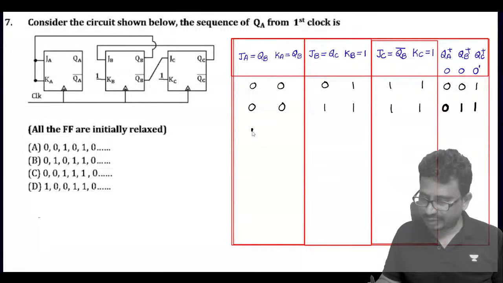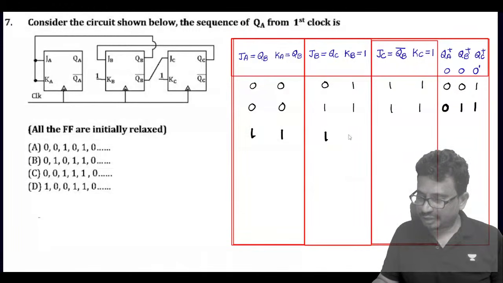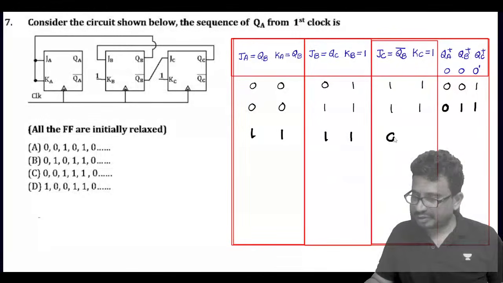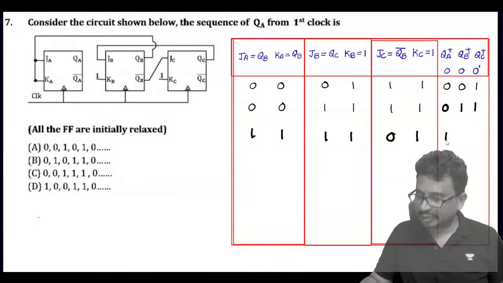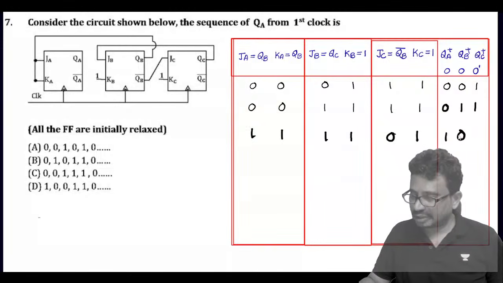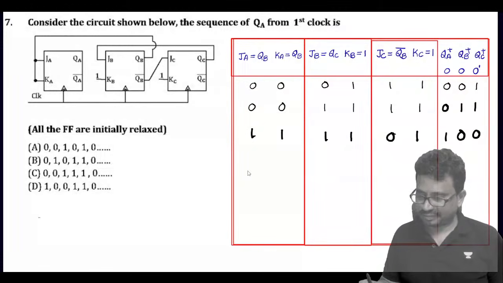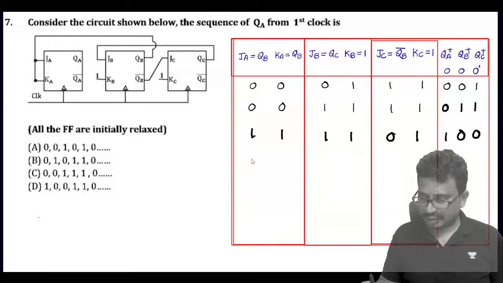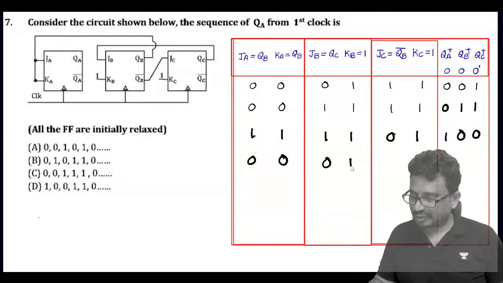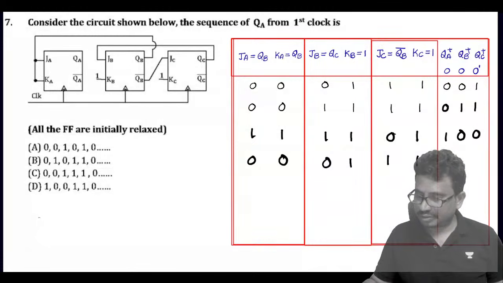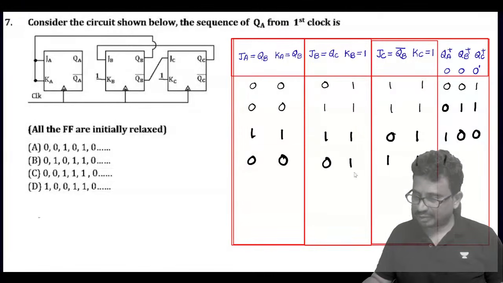Next, QB means 1, 1. QC 1, 1. QB bar 0, this is 1. 1, 1 is a toggle. 1, 1 is a toggle. So 0, 1 is a reset. Next, we have QB value 0, 0. QC value 0, 1. QB bar is 1, 1. 0, 0 is a hold state. 0, 1 reset, and this is toggle.